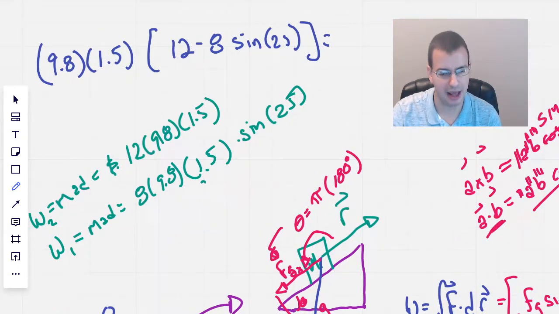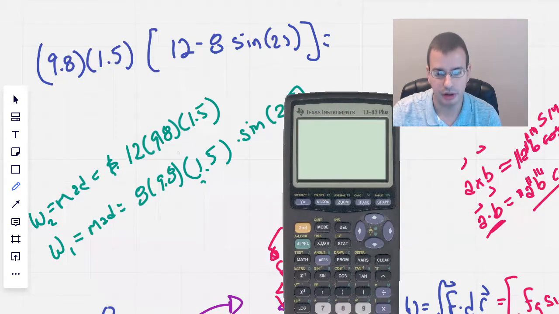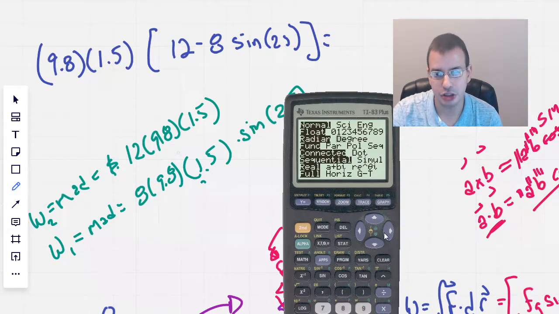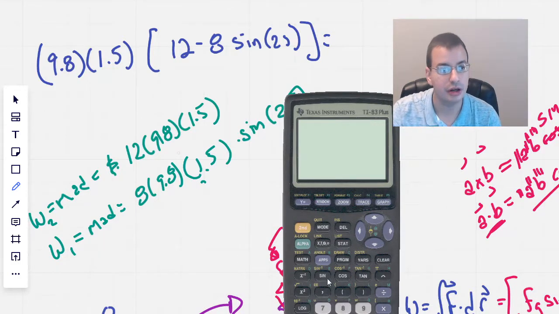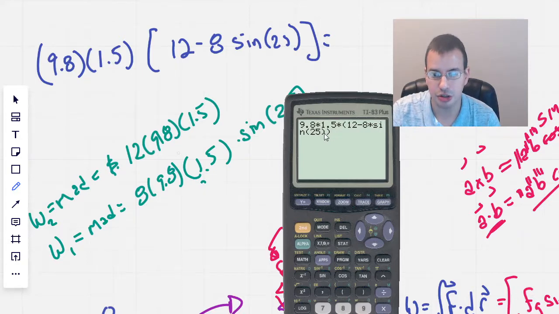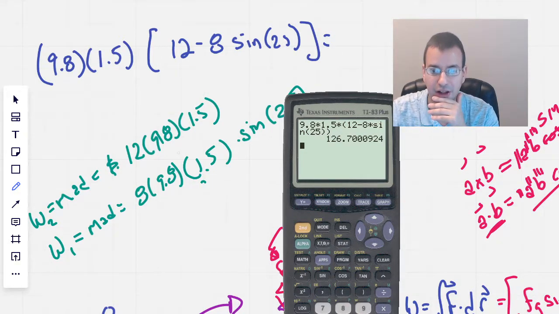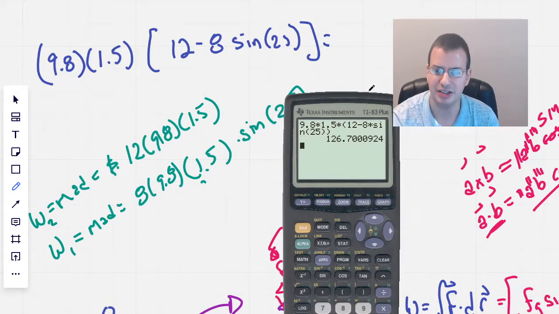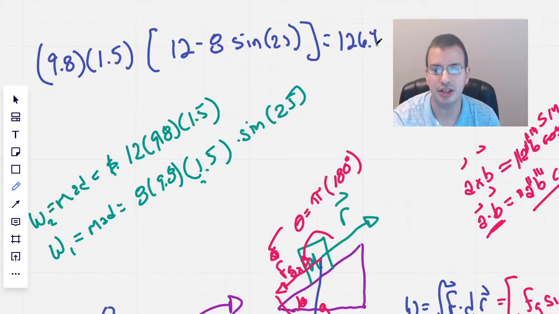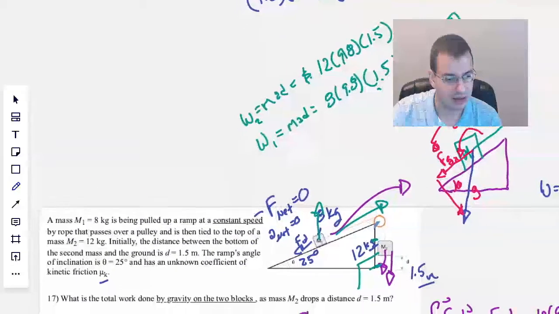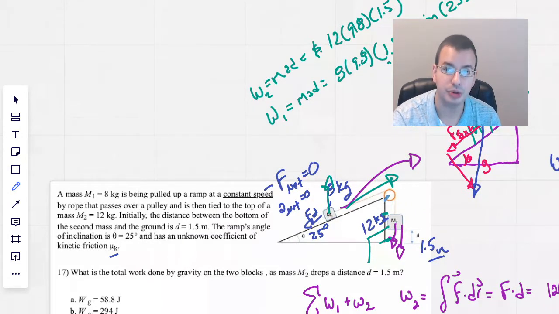All right, I'm going to calculate that out real quick. Get the calculator. Clear. Mode. Degrees. So we'll do 9.8 times 1.5 times quantity 12 minus 8 times sine of 25, and that's assumed to be degrees. I'll close the parentheses for both the sine and the overall, and I get 126.7. And this is work, so it'll be measured in joules. 126.7. I'm going to call it 126 to round it.